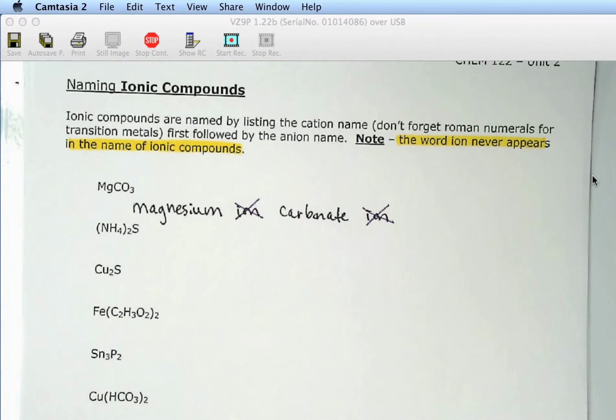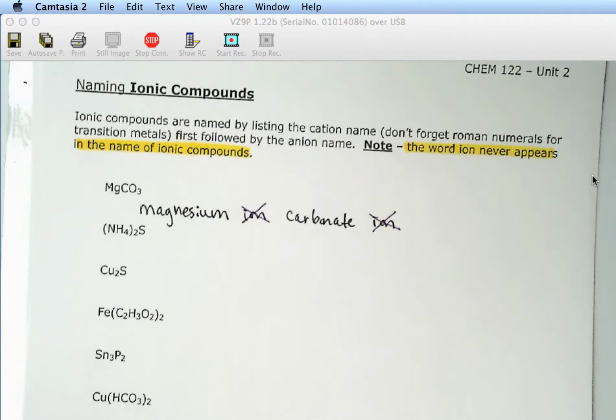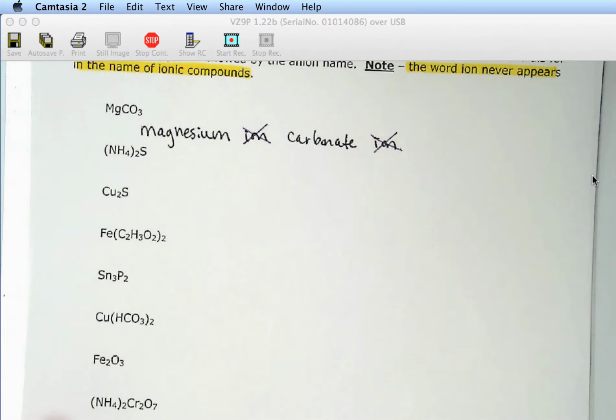And remember, magnesium is an alkaline earth metal. It's +2. It's a main group. You don't have to say magnesium 2 carbonate. It's just magnesium carbonate. Go ahead. When you said groups 1, 2, and 3, do you also mean the negative side of it too? No, the negative ones are the ones that we name second.